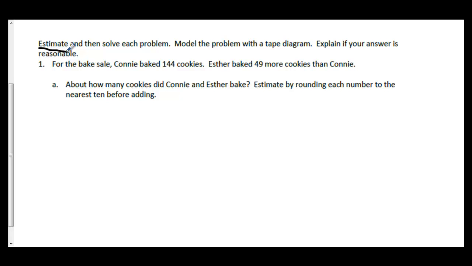But the reason why we're estimating is because we want to see if this is a reasonable answer. And if you add or subtract and then go back and estimate, it doesn't make any sense. So let's take a look at number 1. It says, for the bake sale, Connie baked 144 cookies. Esther baked 49 more cookies than Connie.